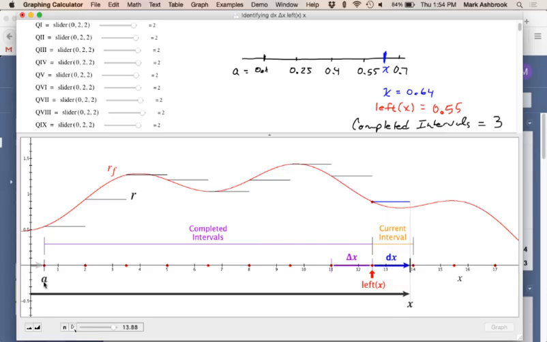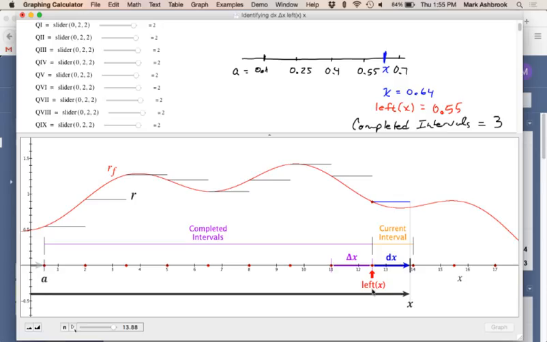How many completed intervals does it take to get from A to left X? You see it? How many completed intervals does it take to get from A to left X? All of them. So you go exactly across all the completed intervals, and that takes you to left X. No matter what the current value of x is, you need all the completed intervals.